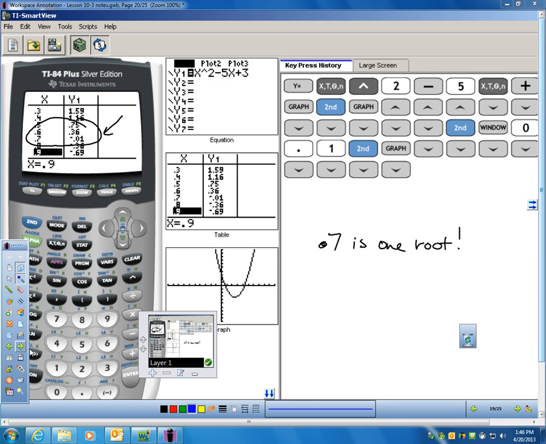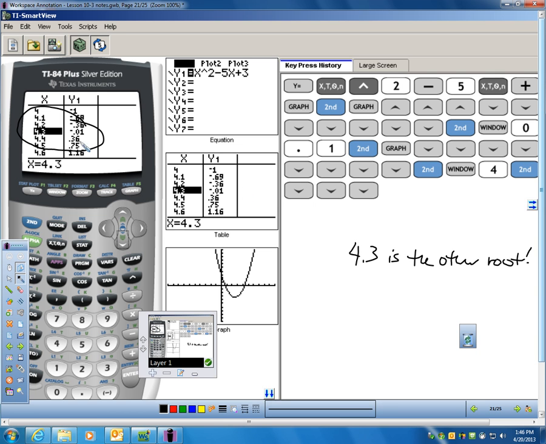I already changed my table into tenth intervals. You can see that I went back and changed it. So now one solution is between 0 and 1. Do you notice here's where the values go from positive into negatives, which means right in between here we pass 0. Which one of these is closer to 0? Is it 36 hundredths or negative 1 hundredth? Well, certainly 1 hundredth is closer than 36 hundredths. So 0.7 is one of the roots.